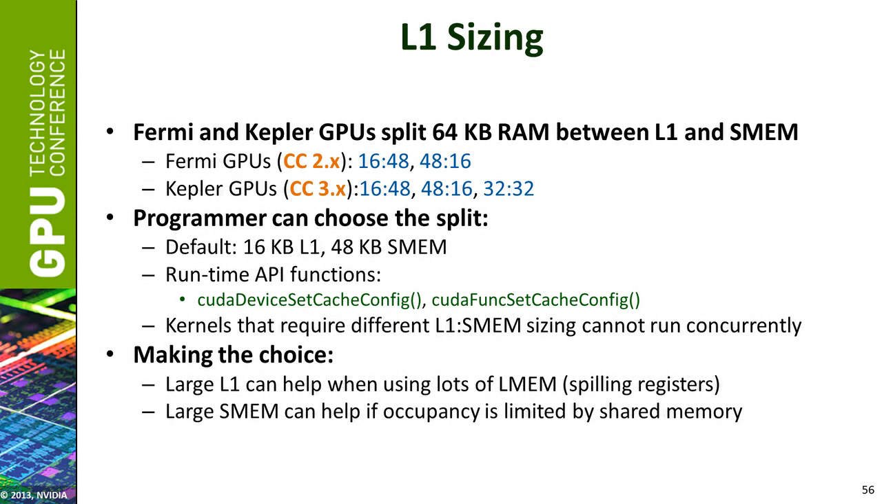And the default partitioning is that you get a small 16 kilobyte L1 cache, and you use the remainder of the SRAM, so 48 kilobytes, for shared memory. Making this choice, again, a large L1 will traditionally help when you spill a lot of registers, when the compiler runs out of registers and generates local memory usage. Large shared memory you would choose whenever your occupancy, or the number of warps or thread blocks you can run per multiprocessor, is limited by the shared memory amount. If a thread block is using a lot of shared memory and you want to run several of those thread blocks, you probably want to set shared memory to 48 kilobytes.